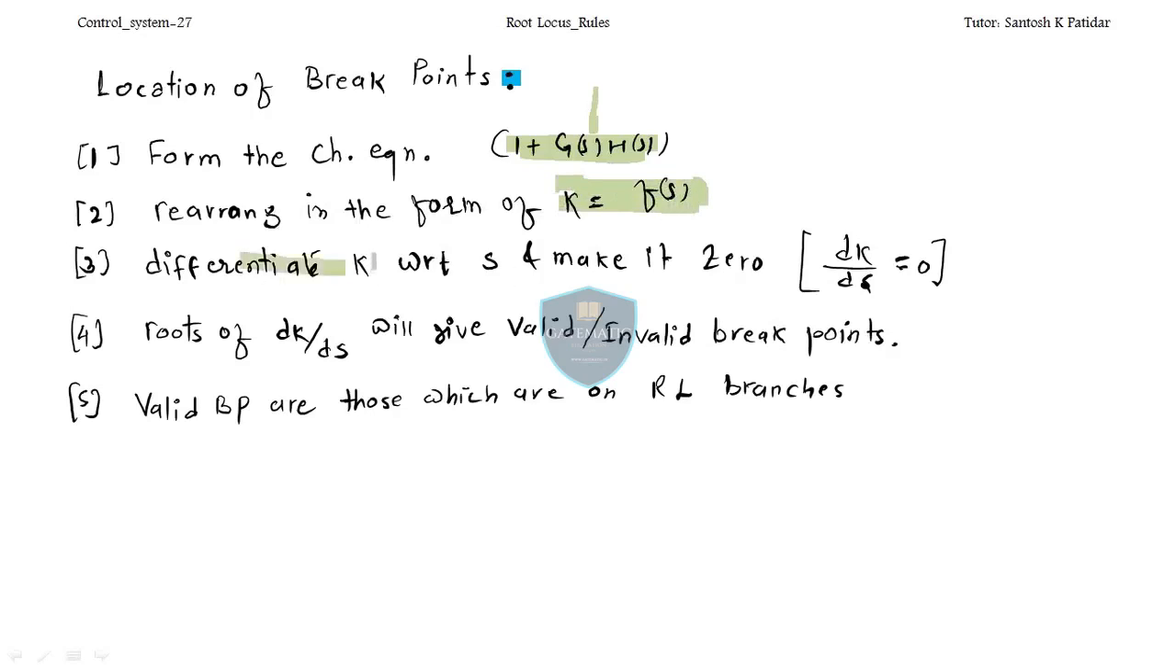Then next you have to differentiate this K with respect to s to make it 0. And to make it 0 means you will find dK/ds and equate it to 0. So this is your equation. You will find the roots of this. So the roots of this equation will give you valid and invalid breakpoints. What is the valid and invalid breakpoint? So valid breakpoints are the points which are on the RL branches.